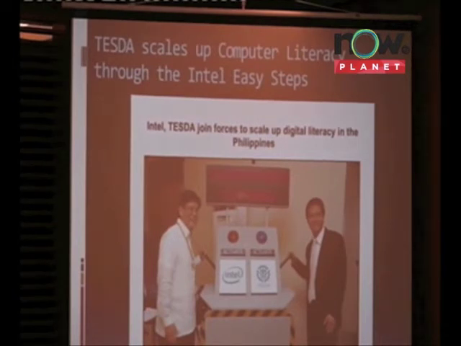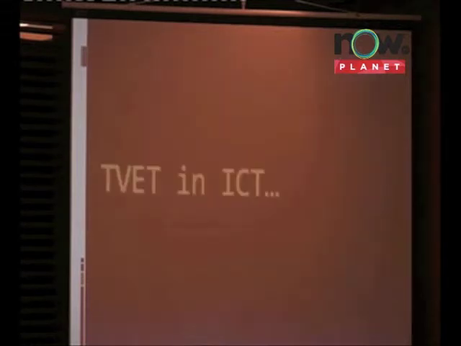And we have partnered with Intel because they have the Intel Easy Steps modules already. What they did also is to help our trainers. They train them how to use these modules or manuals. And what Intel is doing now, this is being propagated to all the other TESDA-registered schools, private schools. Kaya meron sila. This was during our TSD Congress when they agreed to activate yung scaling up of the ICT literacy program.